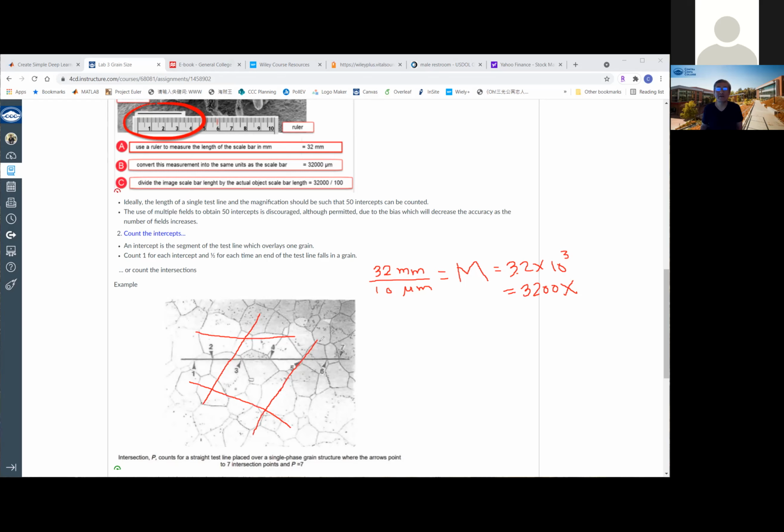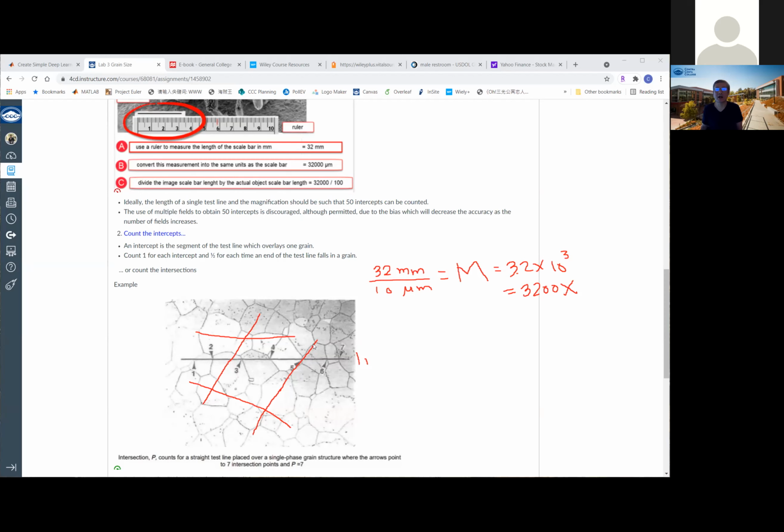So for each one of the lines, let's say this is line 1, and you also have line 2, line 3, line 4, line 5. And you're going to draw 10 in this case. Each one of the lines has a length. The length is the actual length, so you take a ruler.